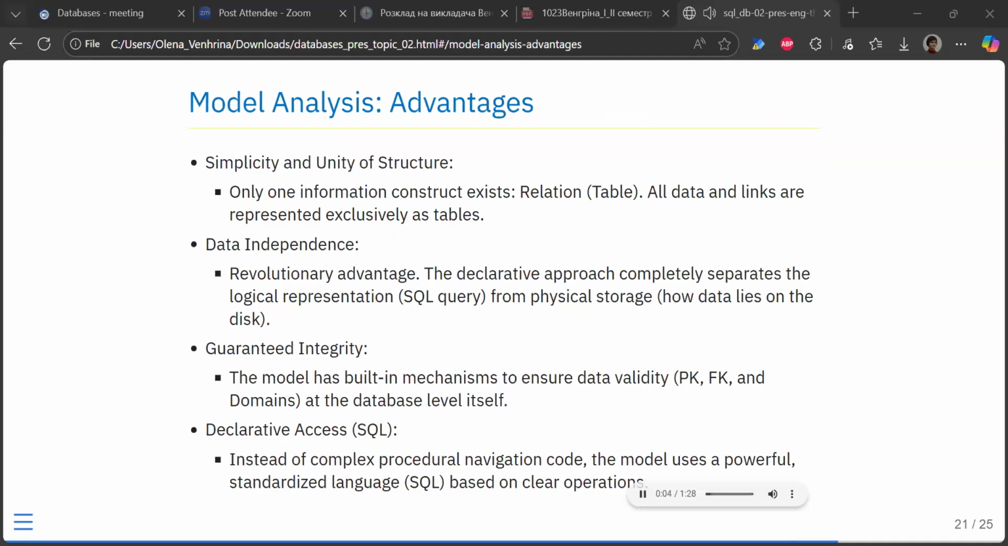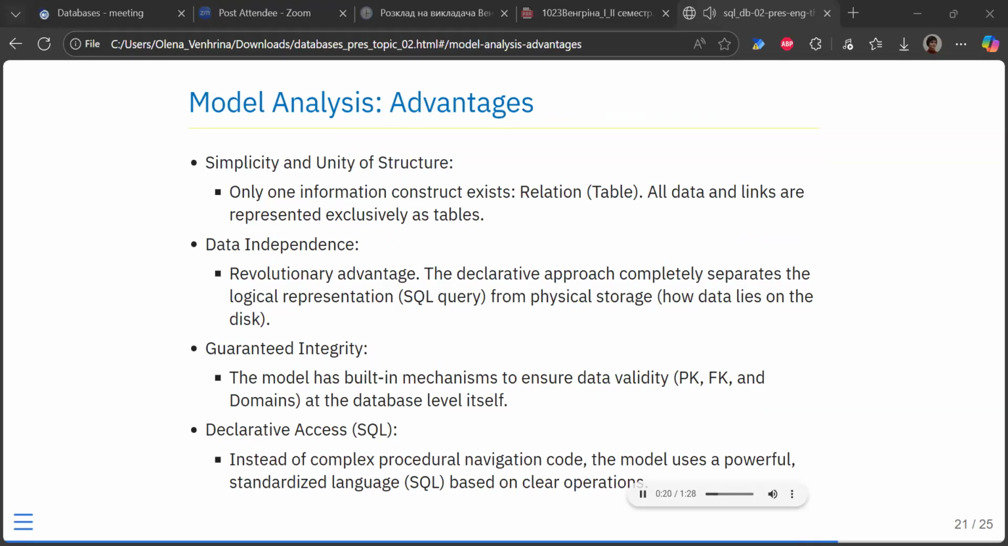We know its structure, its guarantees, and its operations. Now we have a complete picture and can conduct an objective analysis of its advantages and disadvantages.